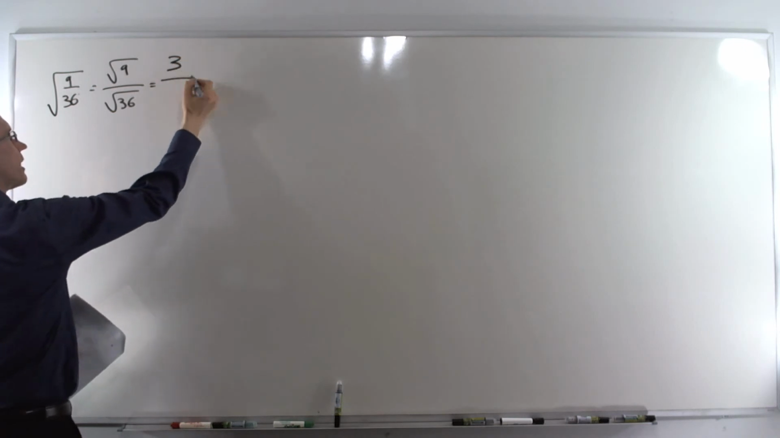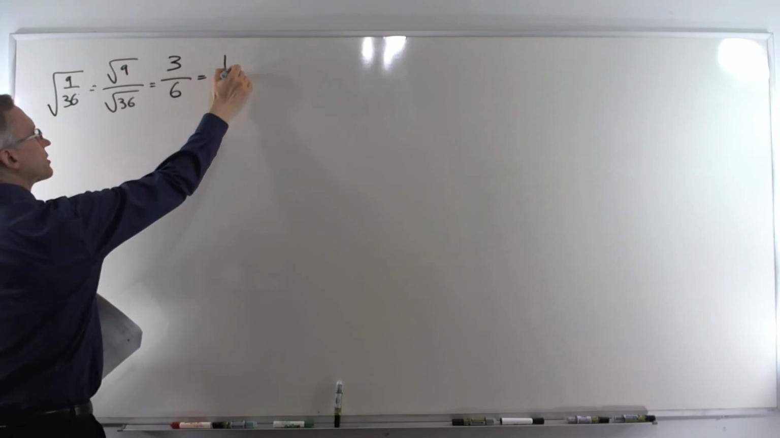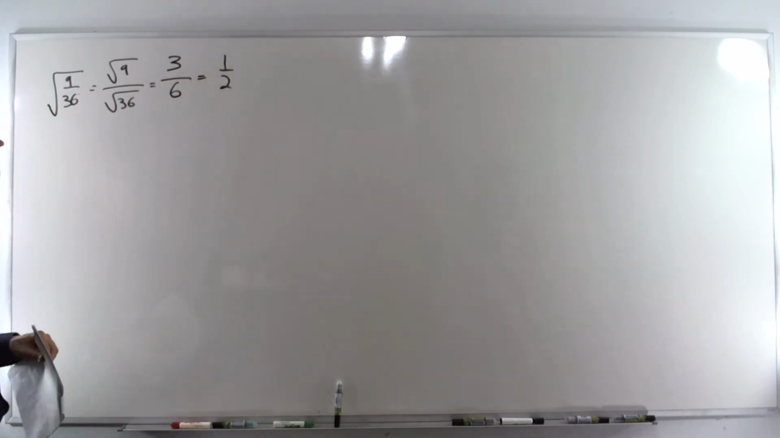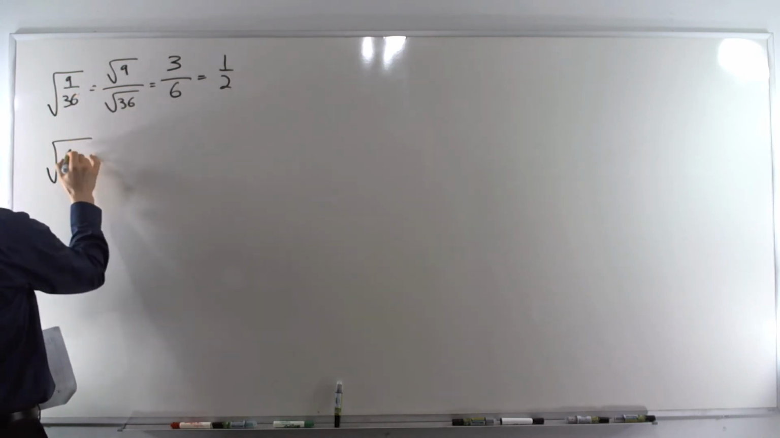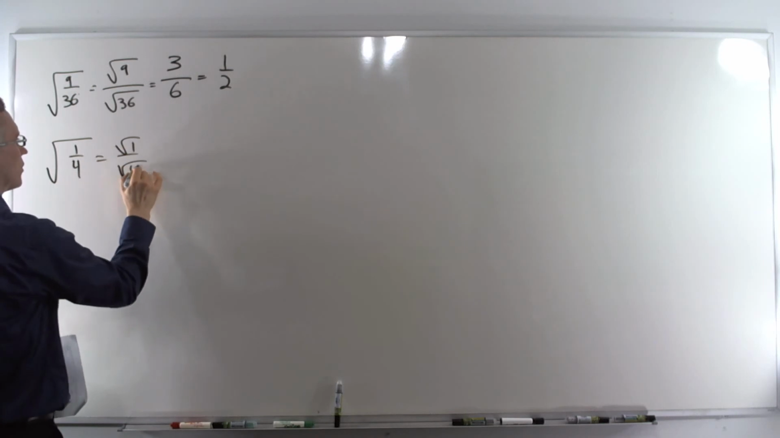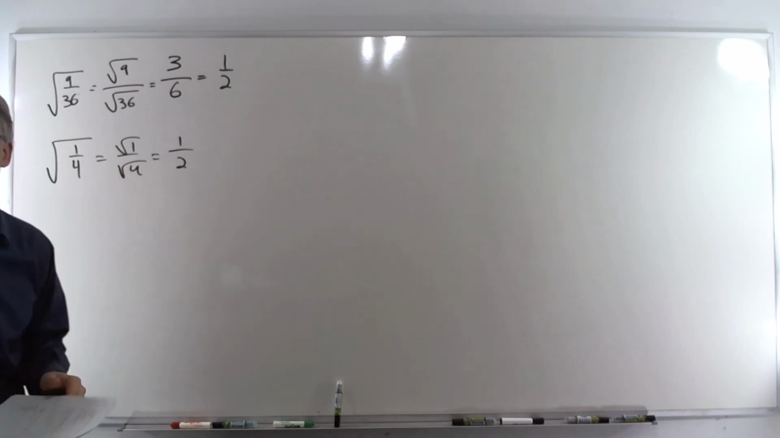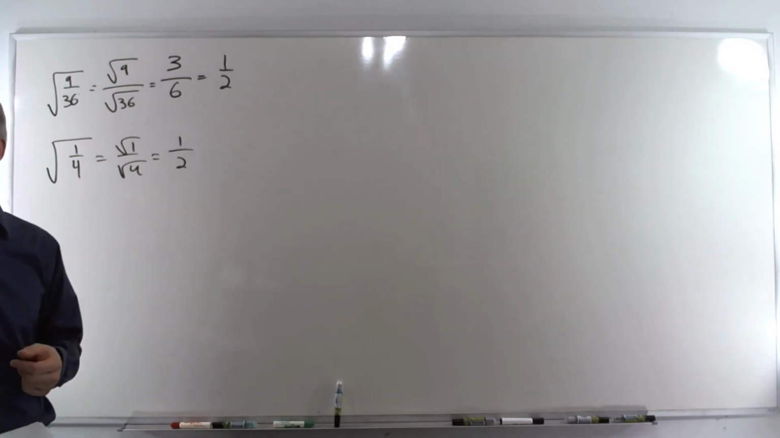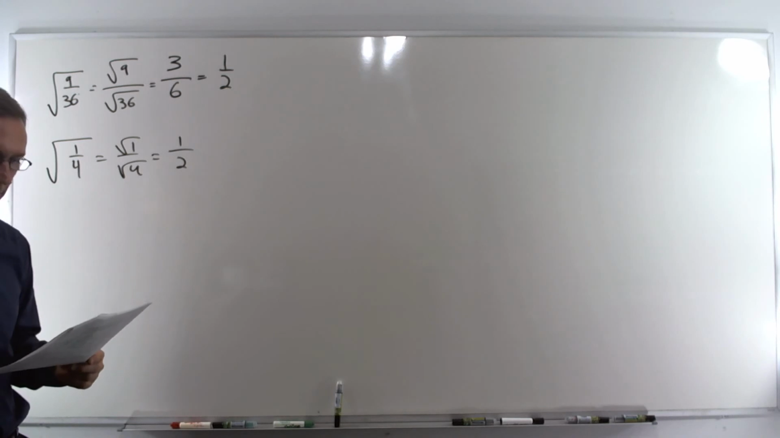Principal square root is positive only. Square root of 36 is 6 on the bottom. Reduce that to 1/2. Now notice that's the exact same answer we get if we reduce this fraction first. 9 over 36 is 1/4, and the square root is 1/2. Nice thing about math is as long as you follow the rules, you can do things in any order. You get the same answer.